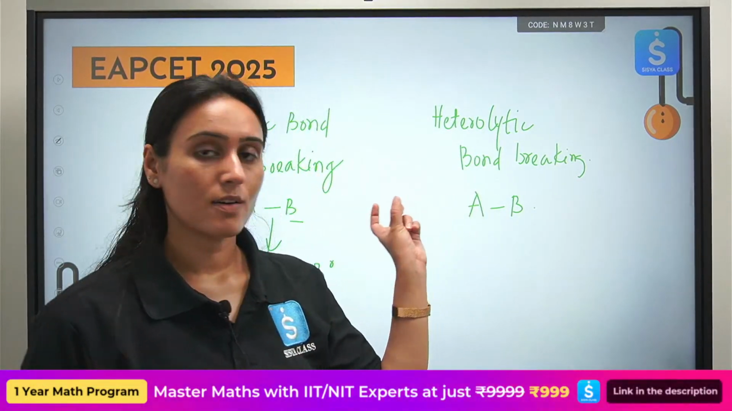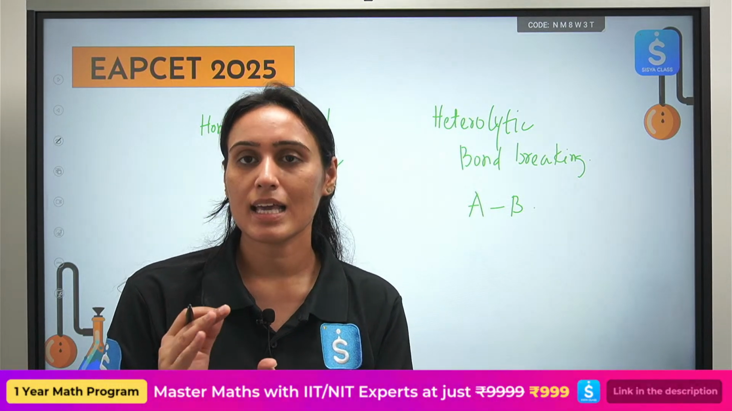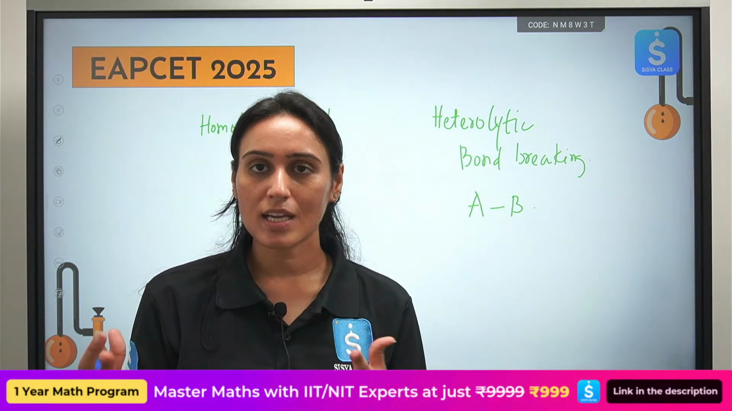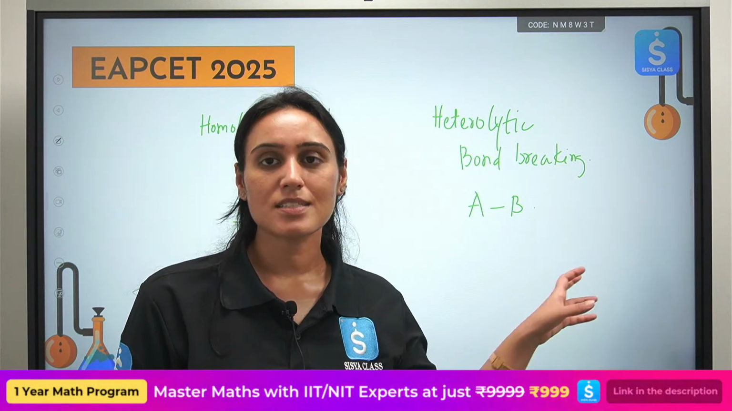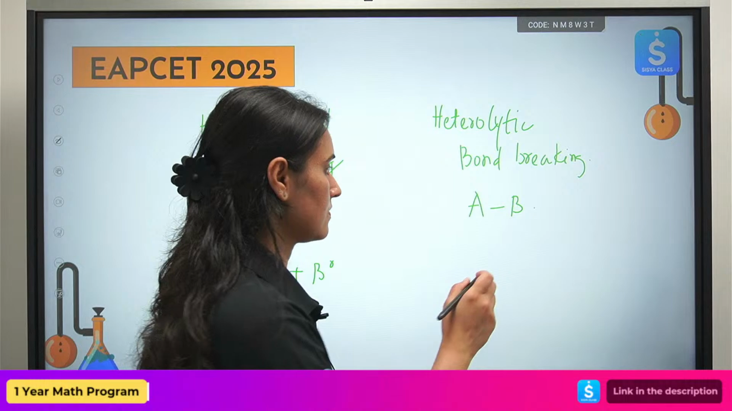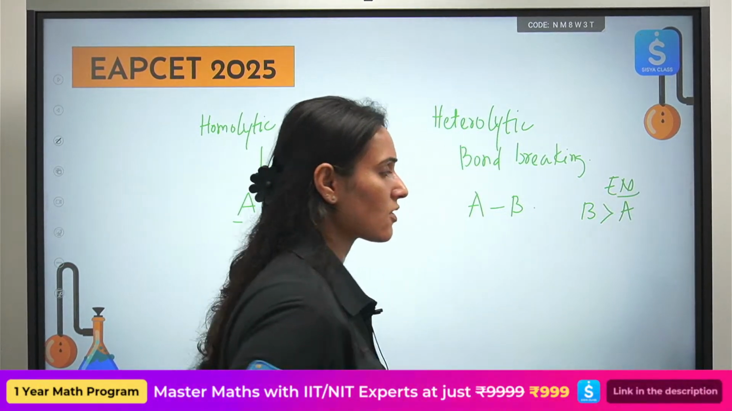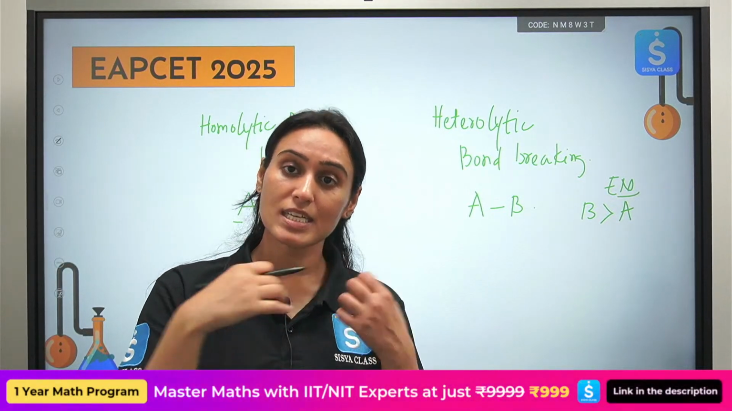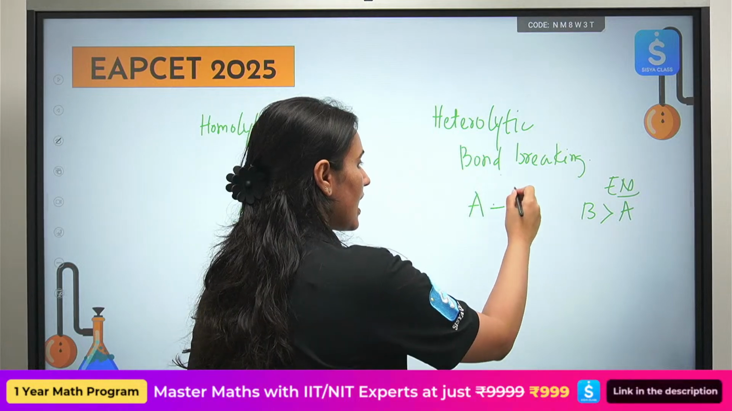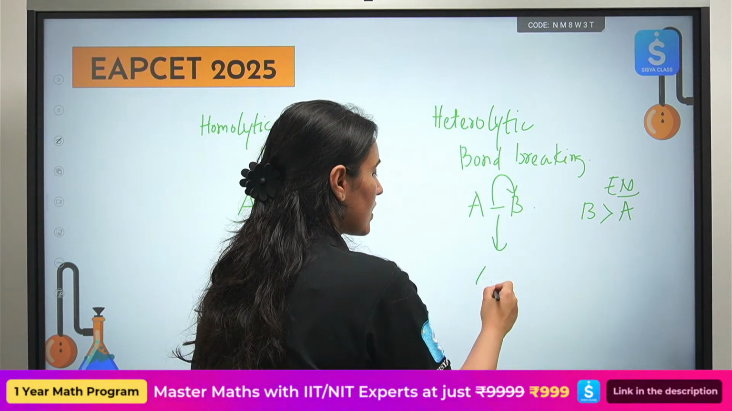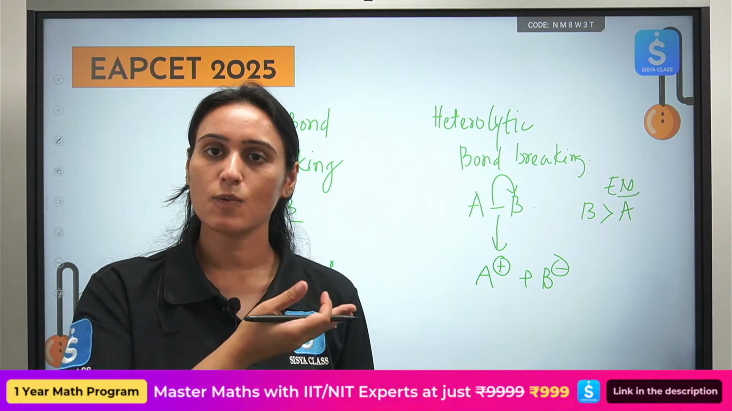In this case, one of the atom, one of the group, one of the species is electronegative. So the electronegative atom has the property to keep the shared pair of electron towards itself. So let's say B is more electronegative than A. So B would try to keep the electron density towards itself. So B will take the electron density and A will get nothing. Okay, so this one will be heterolytic bond breaking. It will generate a cation and an anion, and this is what they are asking you.